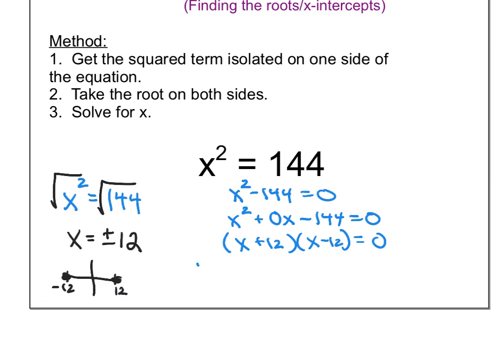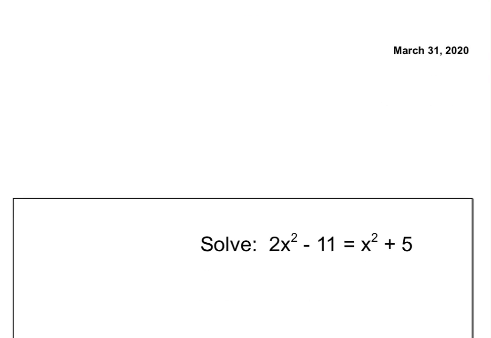And like you learned in the first video, or video number 2, I should say, you set both of these equal to 0 and solve for x. So then again, you'd get the same answer of plus or minus 12. So the factoring method does work, but the square root method proved to be a little bit faster. So be on the lookout for those perfect squares.